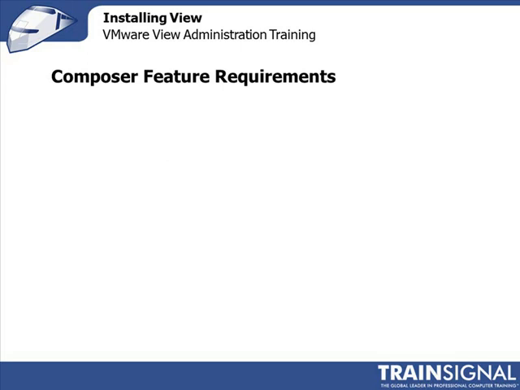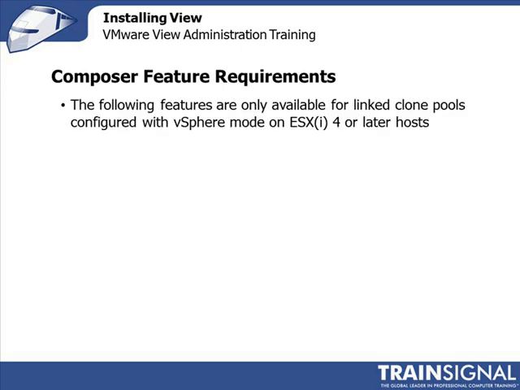Now, some of the features of Composer also have specific requirements. Some of those features do require vSphere mode be enabled. In order to enable vSphere mode, all the hosts in the cluster must be at least ESX 4. These features include the utilization of local data stores, so you can store the linked clones on a local data store while the parent VM exists on a centralized data store. This feature allows you to use cheaper local storage instead of using more expensive SAN disks.